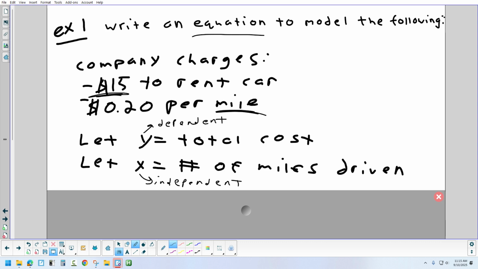A lot of times money is usually the dependent. Like if you work a job where you get paid by the hour, and you said to my boss, well, how much is my paycheck going to be next week? They say, well, it depends on how many hours you work. Like the amount of money is dependent on the number of hours you're at your job. Okay, so a lot of times money is dependent.